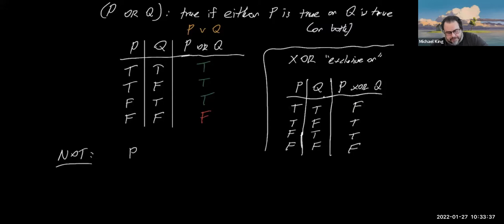And this, since it's just about one statement, it's not about combining statements. I actually tend to write the little squiggle. I guess I could just write not P if I wanted to. So if P is true, not P is false. And if P is false, not P is true. And again, this is often written with a little squiggle.